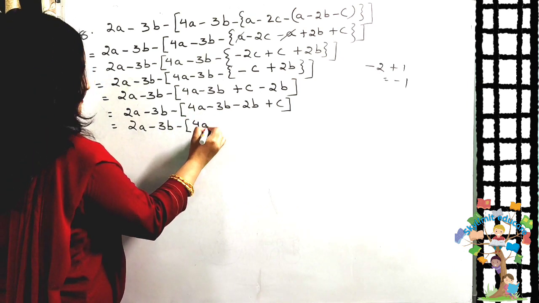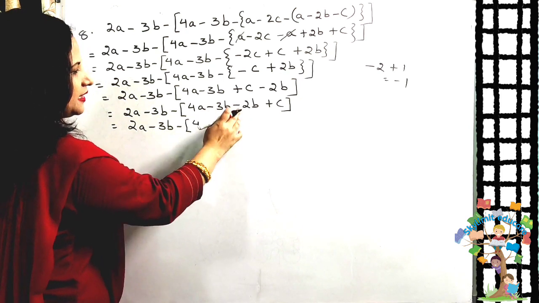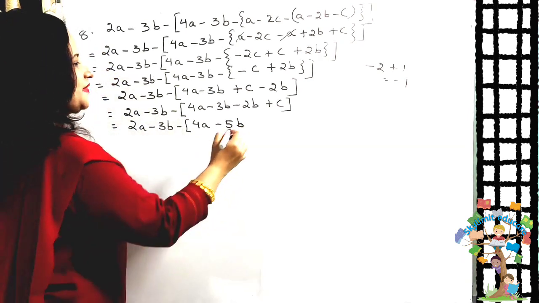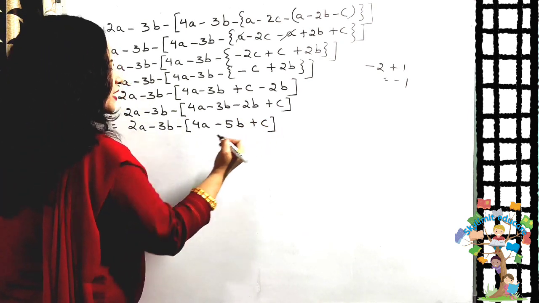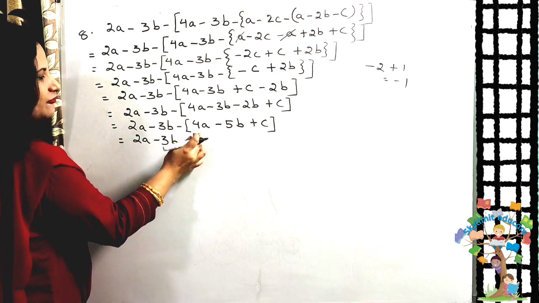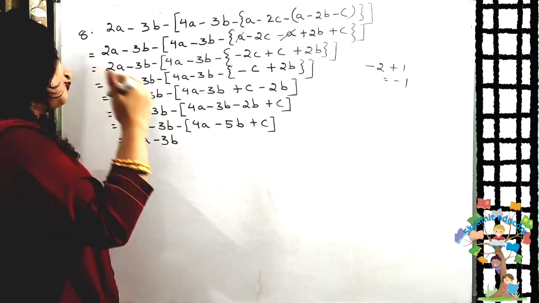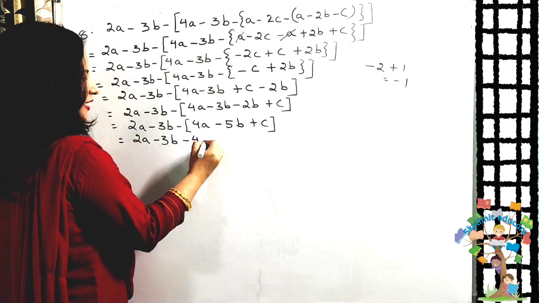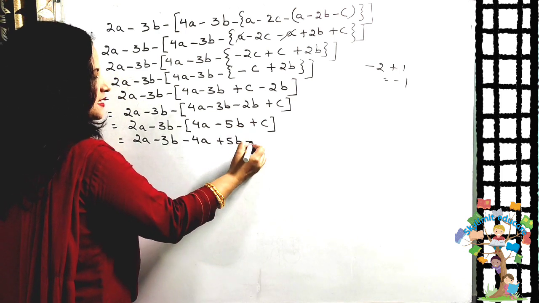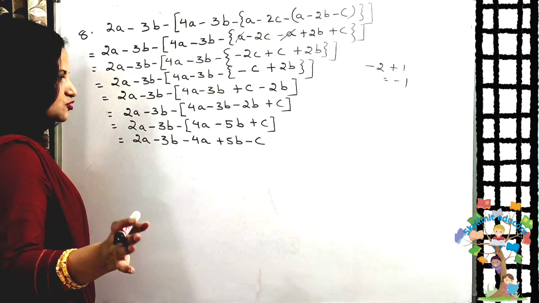Now let me solve it. 4a is single in this case. Now minus 3b minus 2b. What is the number part? Minus 3 minus 2 is minus 5 and the literal coefficient is b, plus c. Okay. Now let me again open the bracket. Be careful because again there is a minus sign before the bracket. Yes or no? So 4a becomes minus 4a, minus 5b becomes plus 5b, and plus c becomes minus c. Now the square bracket is also gone.